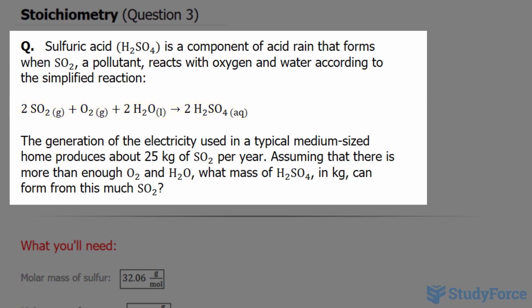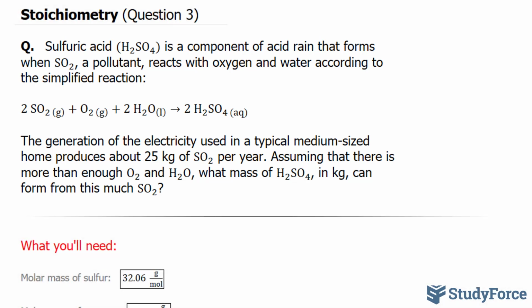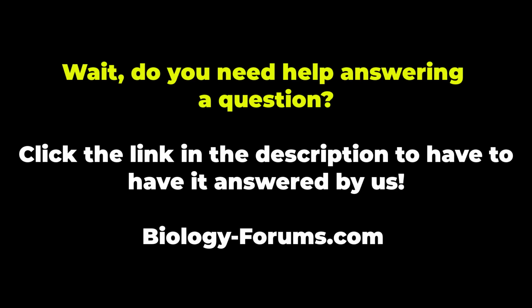The generation of the electricity used in a typical medium-sized home produces 25 kilograms of sulfur dioxide per year. Assuming that there is more than enough oxygen and water, what mass of H2SO4, sulfuric acid, in kilograms can form from this much SO2?